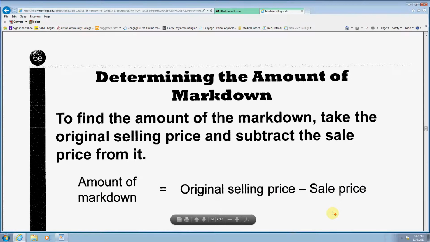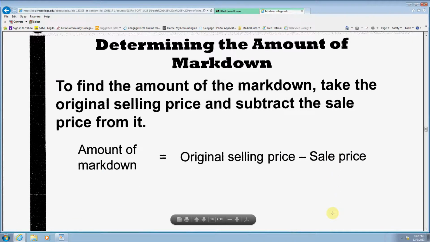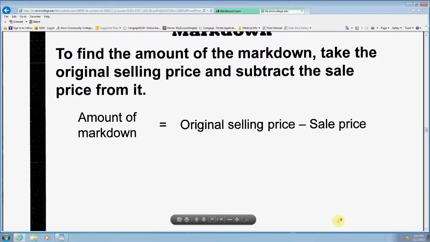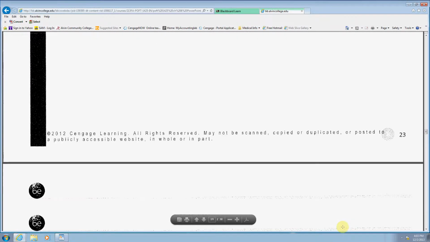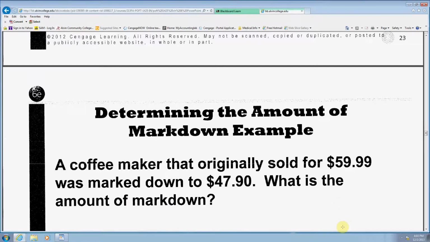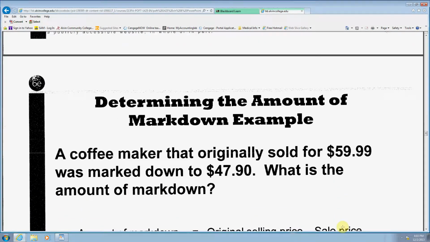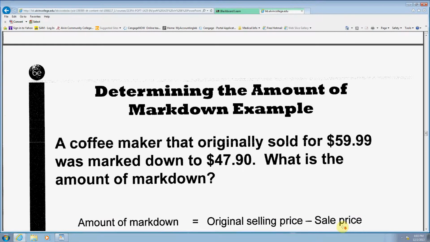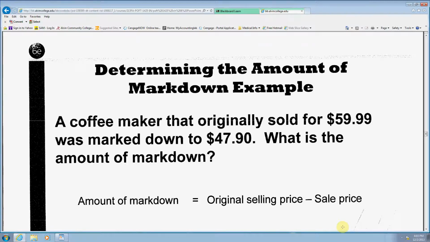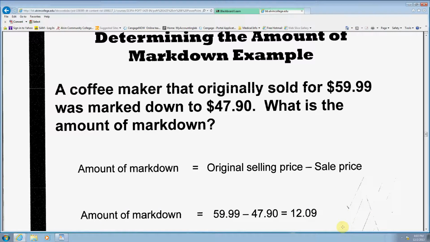Determining the amount of markdown. To find the amount of markdown, take the original selling price and subtract the sales price from it. So we have a coffee maker that originally sold for $59.99 and was marked down to $47.90. What is the amount of markdown? The original sales price is $59.99, and we subtract the $47.90, so the markdown was $12.09.